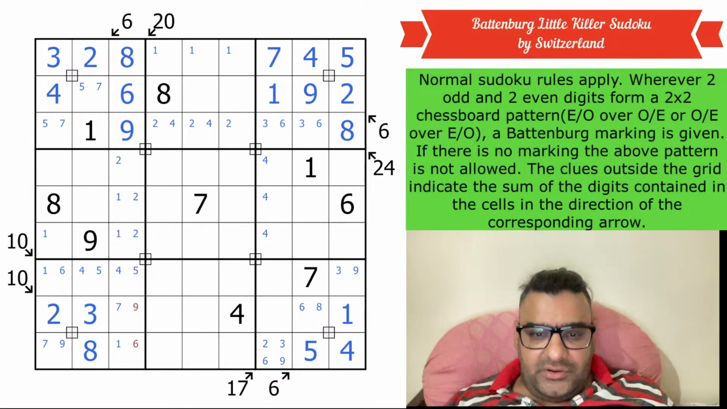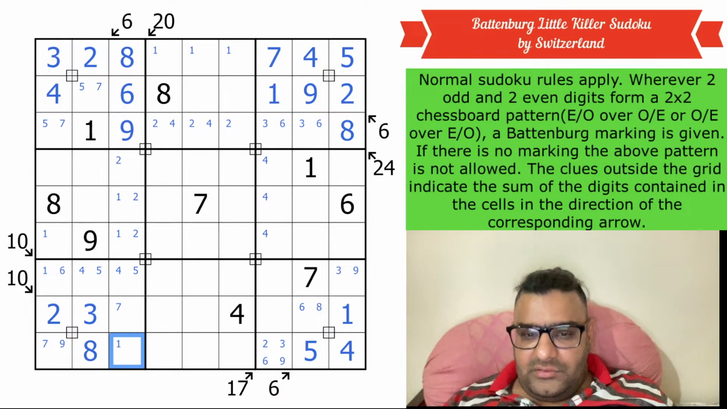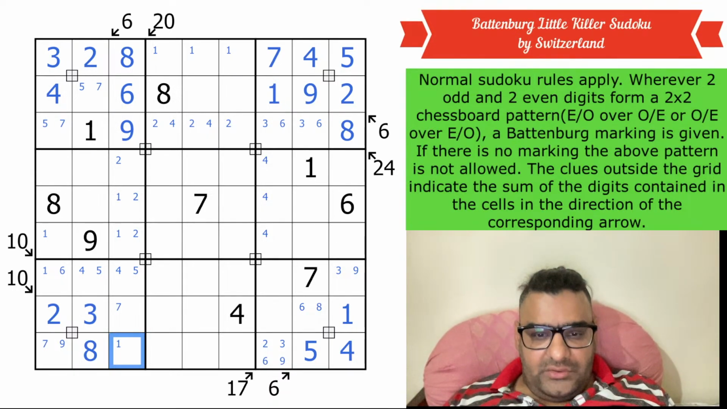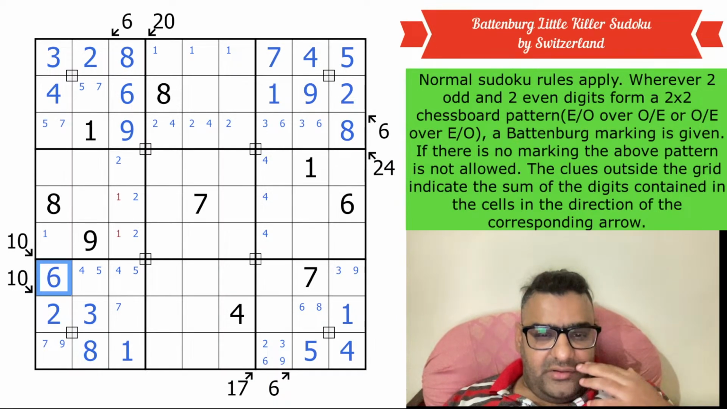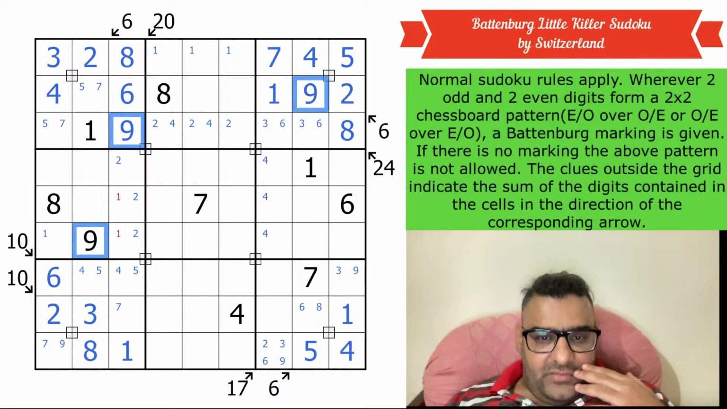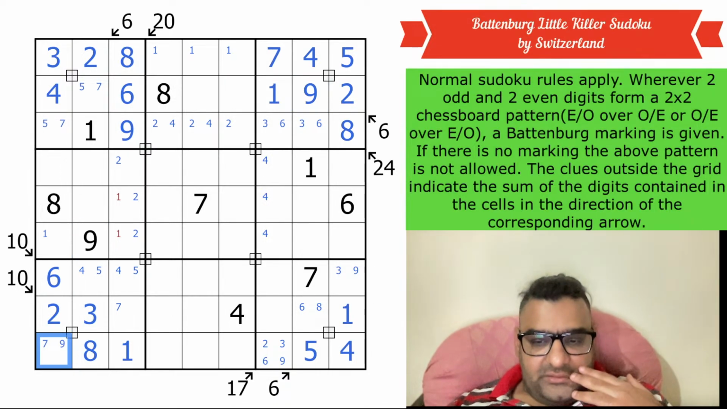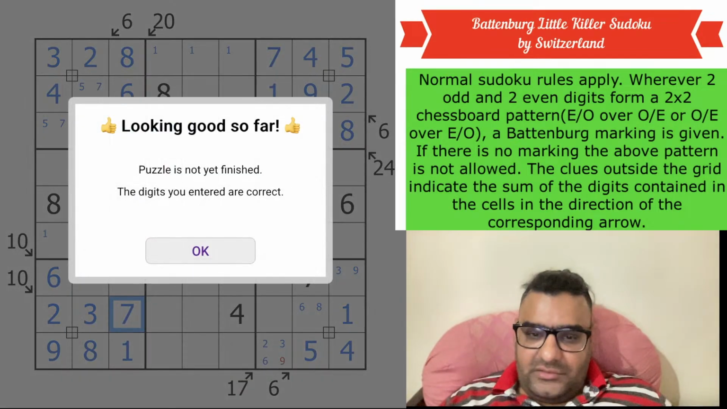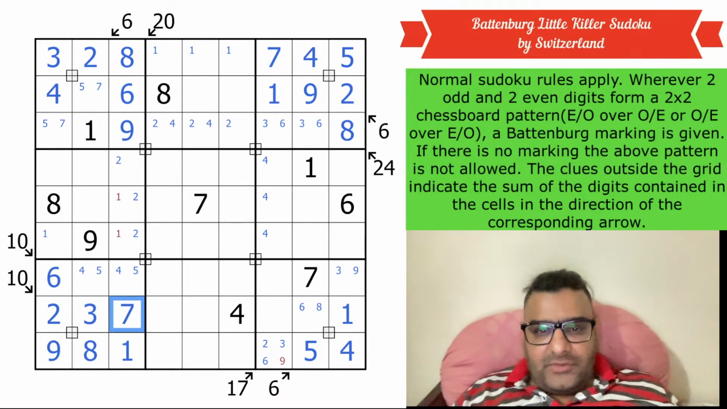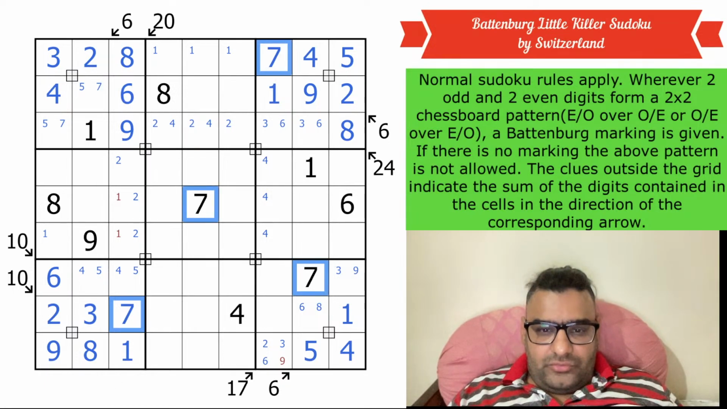So it cannot have a 9. It cannot have a 6. So this is going to be 1. This is going to be 6. Am I right? Yes, I am right. 4 and 5 are already in this test. So 7 or 9. And 9 cannot be. And 9 should be here. 9 should be here. Right. Then it means 7 should be here. Right. So if we put 7 there.